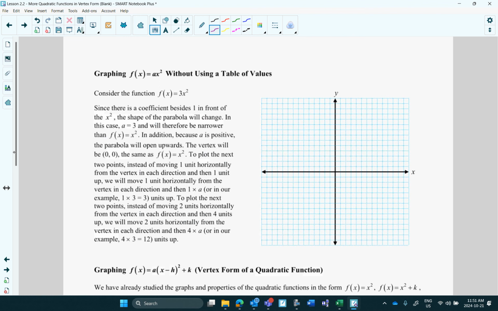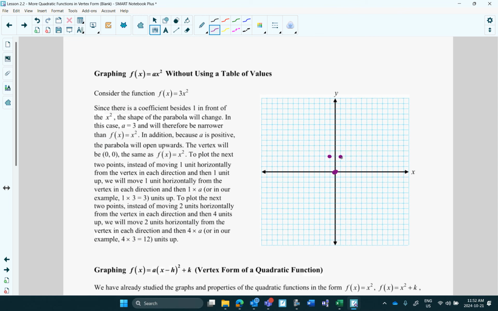So how do we graph if there's a number in front without a table of values? Remember, when you graph these quadratic functions, always start with the vertex, right? Well, there's no shifting going on, so the vertex is the same as x squared, it starts here. Normally, I go 1 across, 1 up. But this tells me to go how many up? 1 times 3, or 3 up.